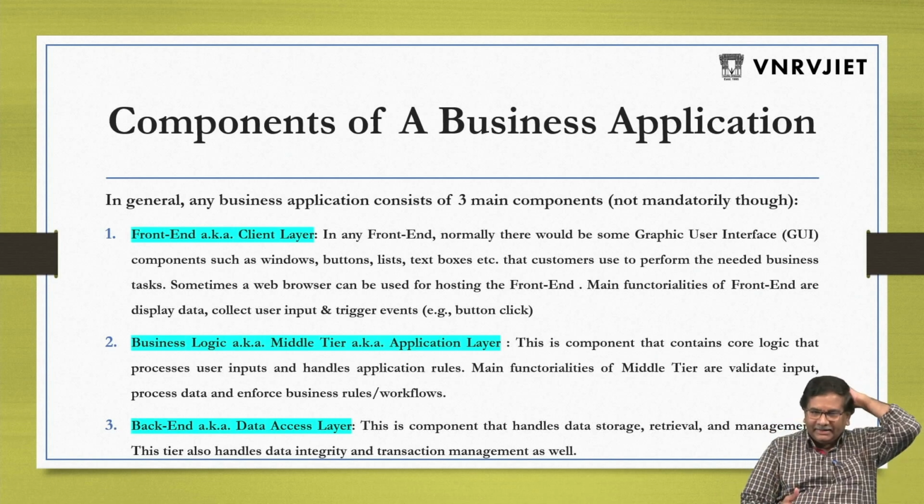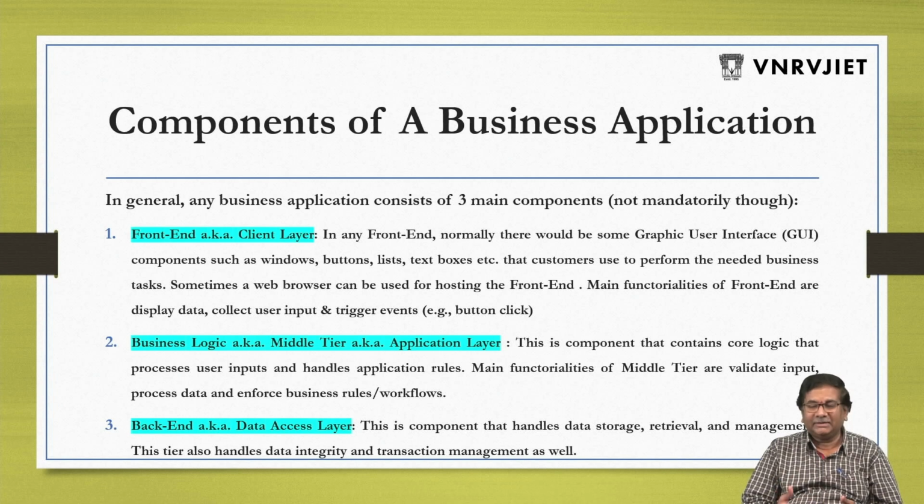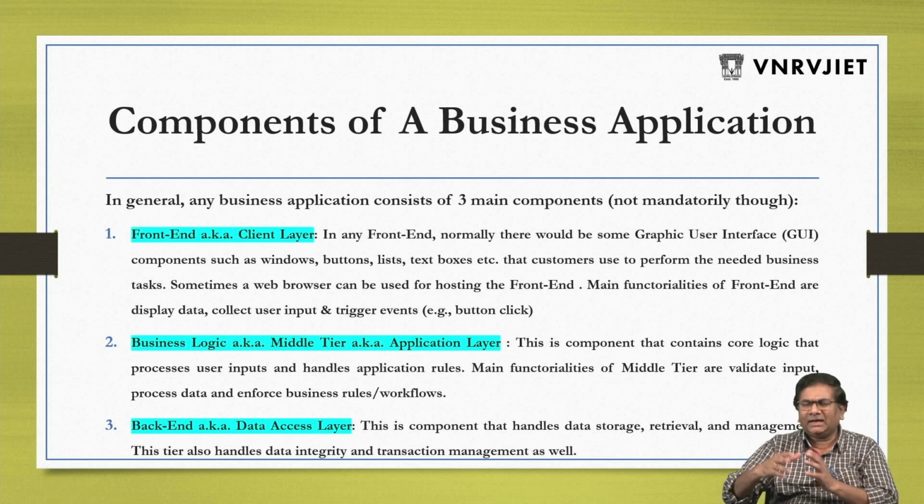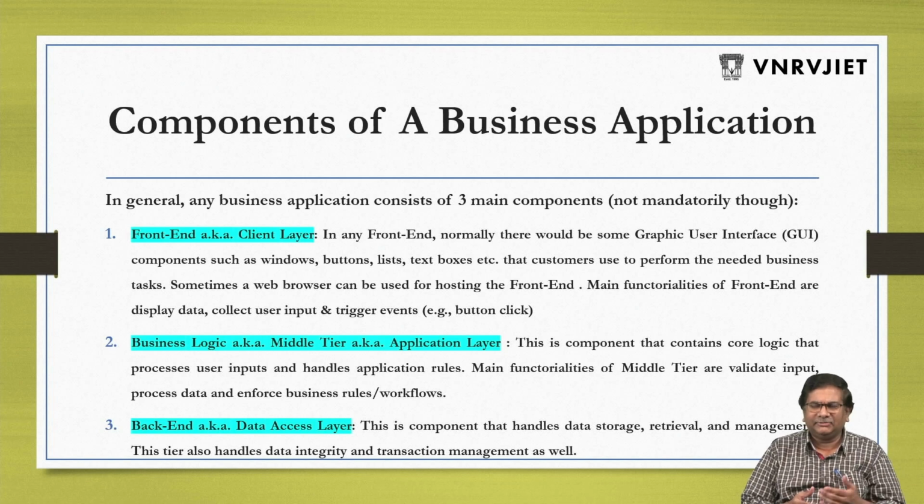The third one is the backend, also called the data access layer. This is the component that handles data storage, retrieval, and management. This tier also handles data integrity and transaction management. Basically, in most business systems, it's not just that data is processed and business rules are applied. The data also has to be stored in the backend, which we normally call a database. Of course, there are several databases, RDBMS, NoSQL. We're not going to get into that right now. So it has to be stored in a database, and that's where the data access layer, or the backend, comes into the picture.